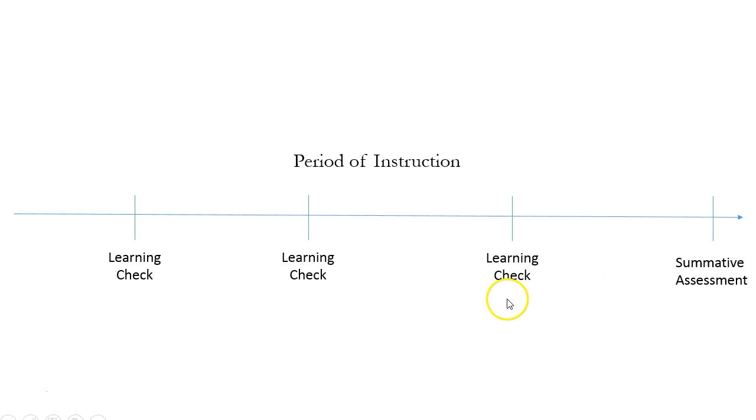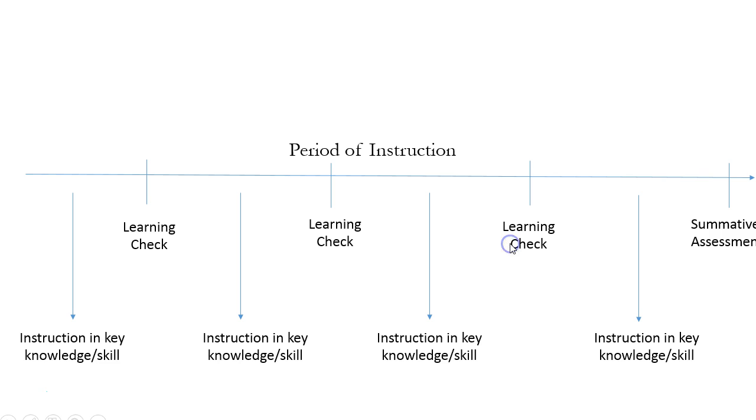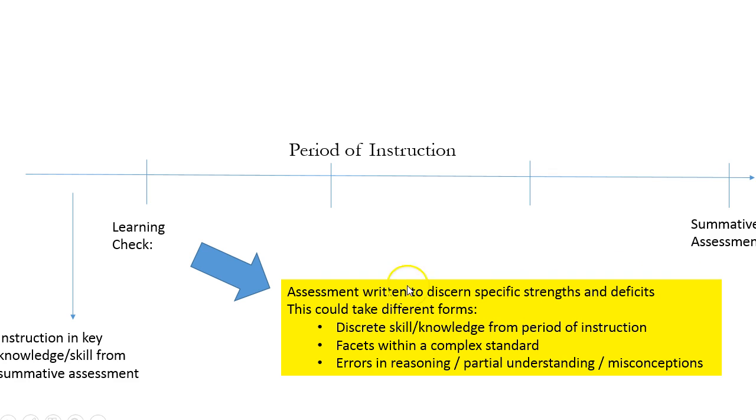Then, based on that, we chunked the learning and planned learning checks in order to have some discrete pieces of learning that we wanted to instruct on, and then check that learning. Instruct on this next chunk of learning, and then check it. Instruct on this next chunk, and then check it, until we got up to that summative assessment. So the key was taking that assessment apart and chunking that learning.